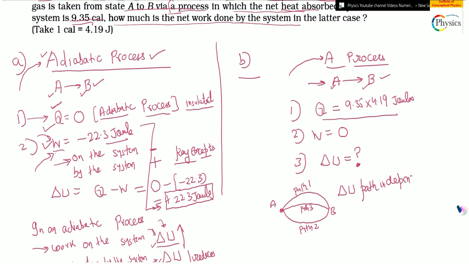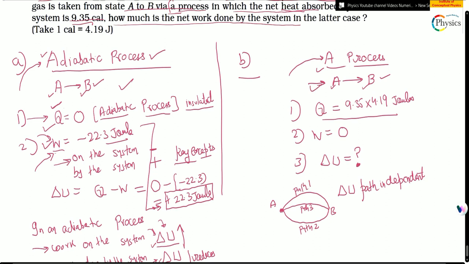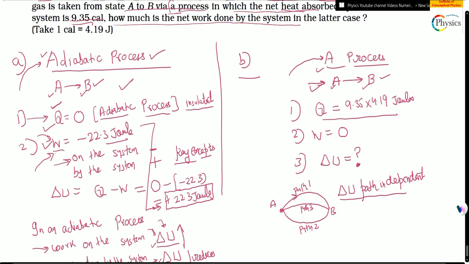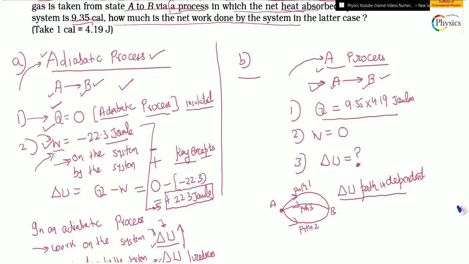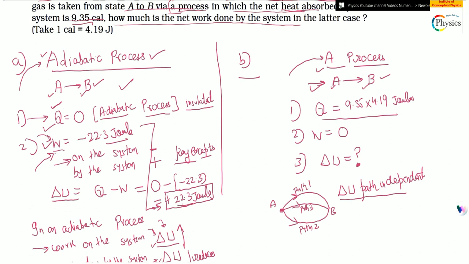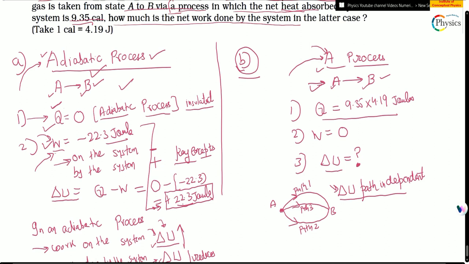If you are moving between two points A and B, the change in internal energy is independent of the path. Whether you take the adiabatic path or another thermodynamic process, the change in internal energy remains unchanged, which means the internal energy change you have seen from A to B of 22.3 joules, whether you take the adiabatic process or the process in situation number B, remains unchanged. Therefore, now that we understand delta U is path independent, you are actually moving in both cases from A to B.